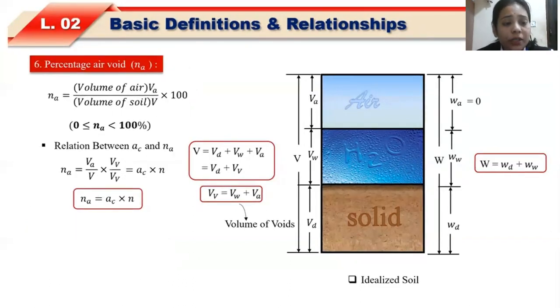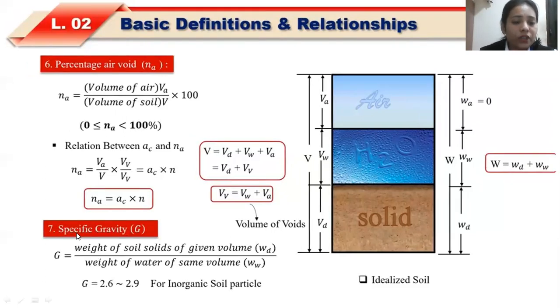Now, the relation between air content and porosity. As we know, the value of percentage air void Na is equal to VA upon V. If we multiply and divide by VV, then we know VA upon VV, volume of air divided by volume of void, is air content. And volume of void divided by total volume is porosity. So the relation comes, Na is equal to AC into porosity.